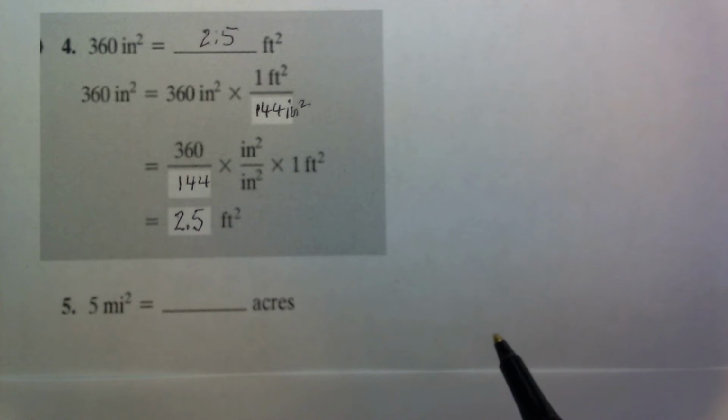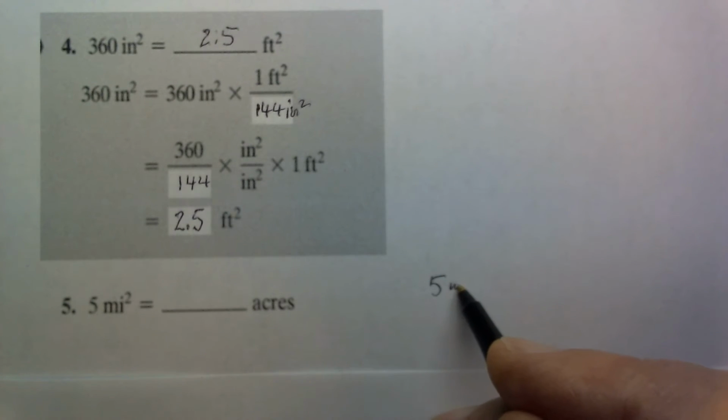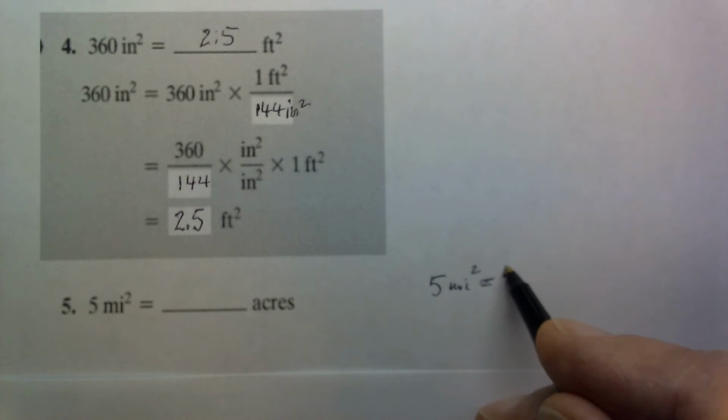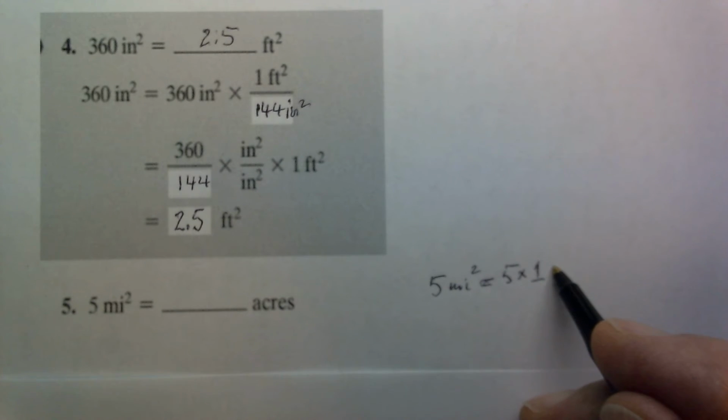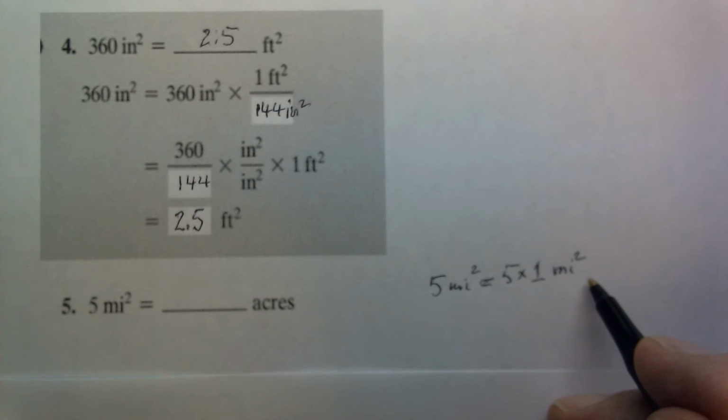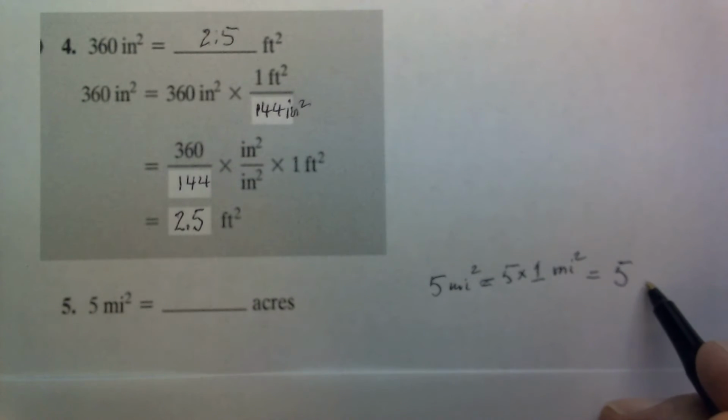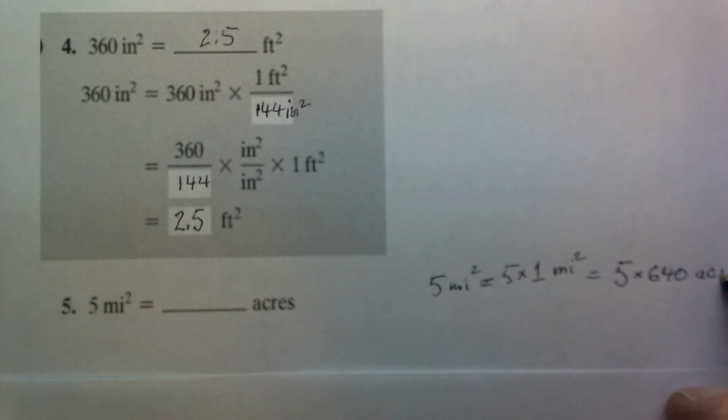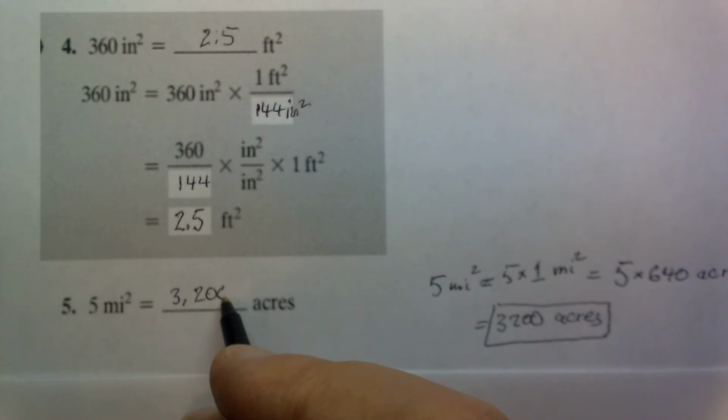To convert square miles into acres, we write this as 5 square miles equals 5 times 1 square mile. And since 1 square mile is equal to 640 acres, the answer is 3,200 acres.